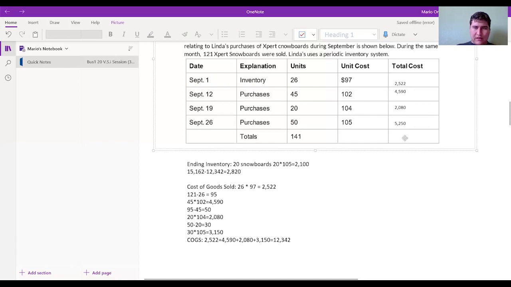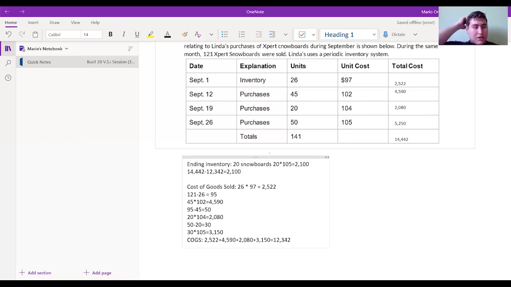So it's not 15,000, but 14,442. And let's see if I get it right this time. And there we go. So now that's a good way to check to make sure that you have your right ending inventory and your right cost of goods sold, if everything matches out and balances out. And as you saw, I did make a mistake here and put 2,800 instead of 2,080.